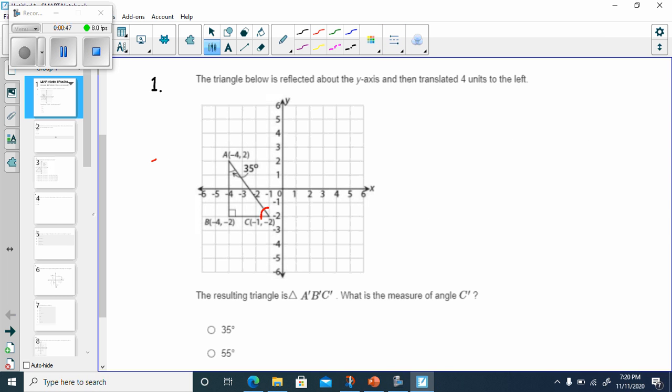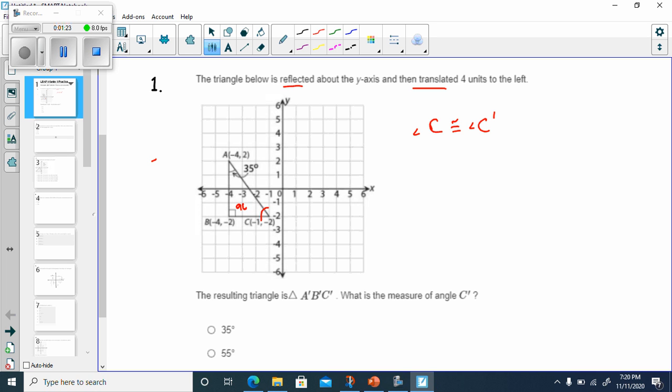We know no matter what transformation you do on a figure, if they are congruent or if they're similar to start with, or you're doing a transformation on them, the angles do not change. Okay, let's look at this. A reflection, a translation, these are both congruence transformations. The angles do not change. So whatever the measured angle of angle C is going to be congruent to angle C prime. We just need to find the measure of this angle.